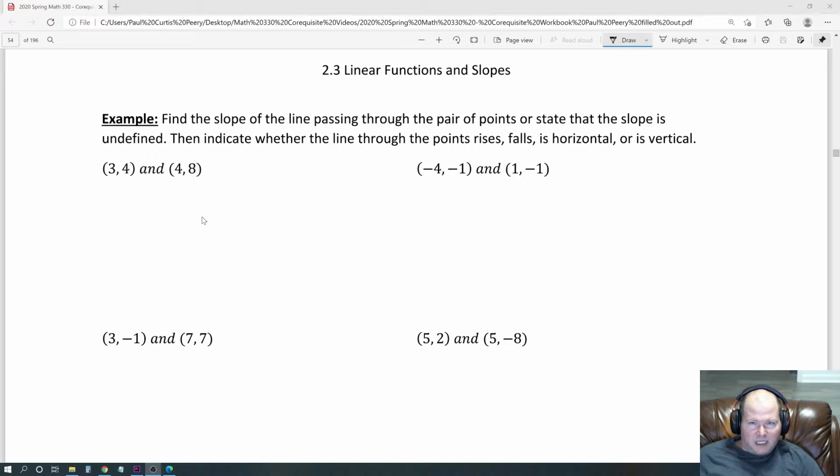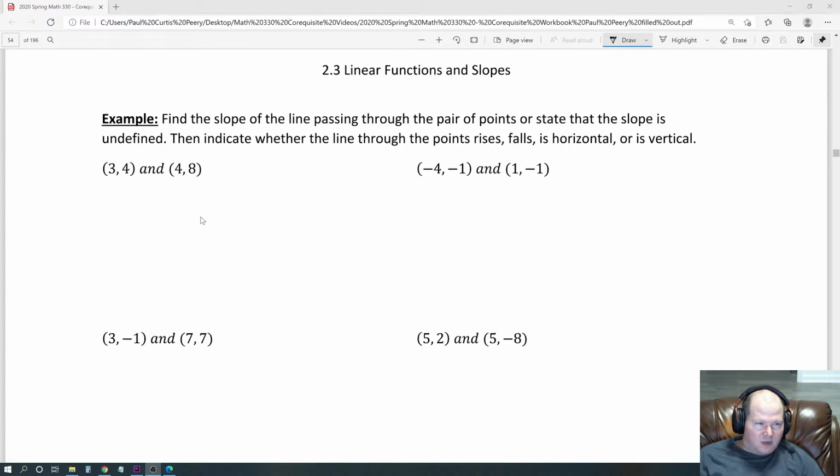2.3 Linear functions and slopes. Find the slope of a line passing through a pair of points, or state the slope is undefined. Then indicate whether the line through the points rises, falls, or is horizontal or vertical. Okay, so we want to find the slope of a line passing through the pair of points.